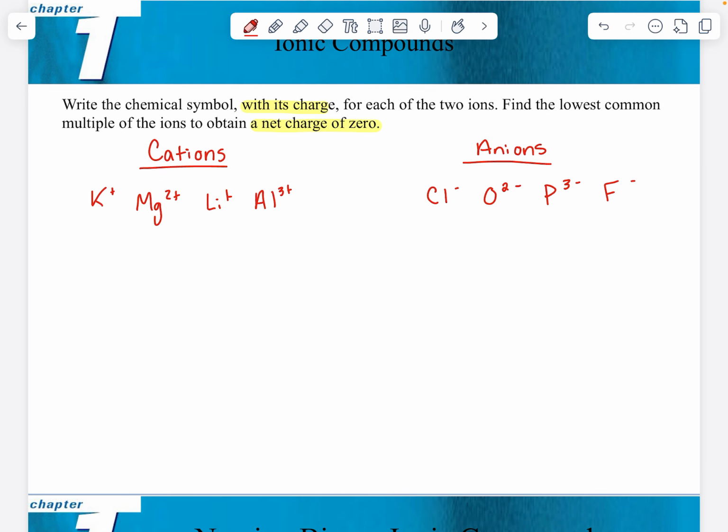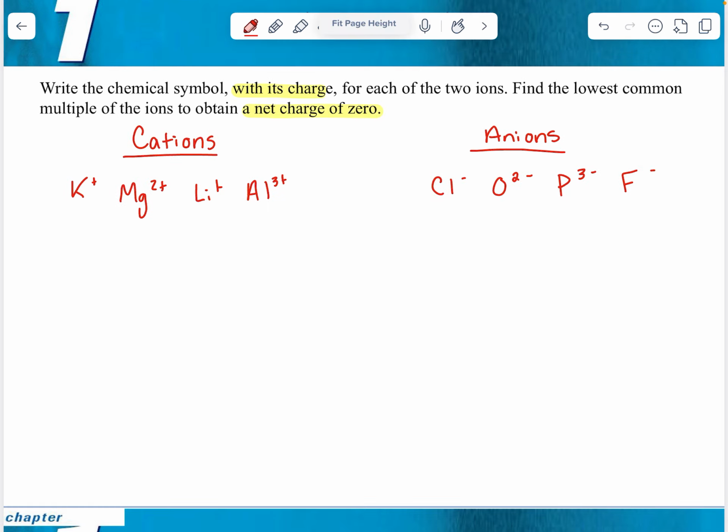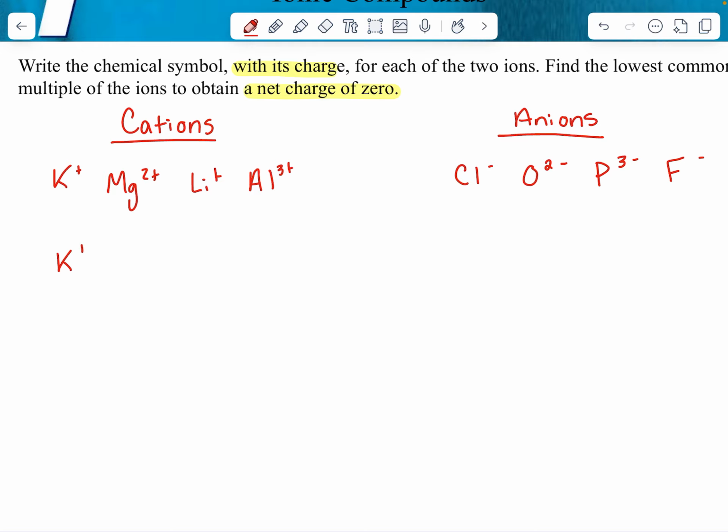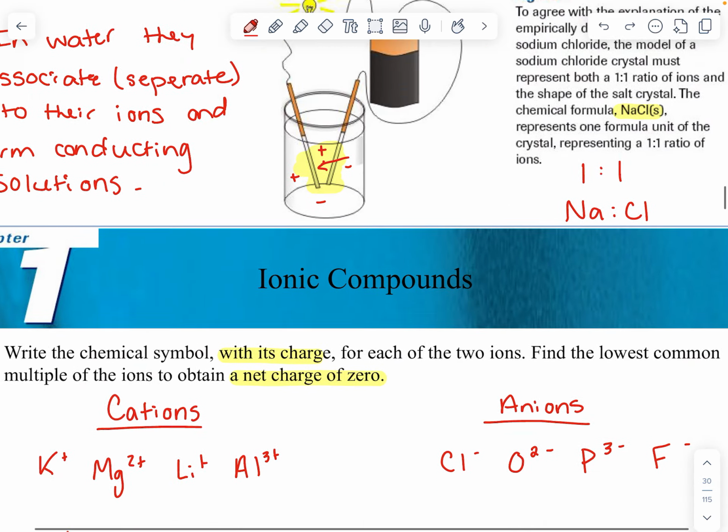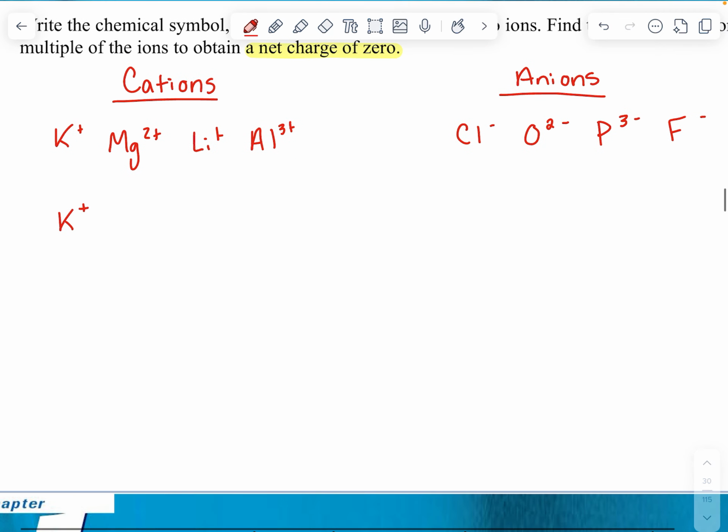Okay, so when we're putting these compounds together, we need to balance the positive and the negative charges. So for example, if I take potassium and it always wants to give up 1, and I take fluoride, that wants to gain 1, positive 1 and negative 1 balance each other out, and so I just need 1 of each. So when I put those together, we get 1 potassium, 1 fluoride. And of course, we don't write the 1.